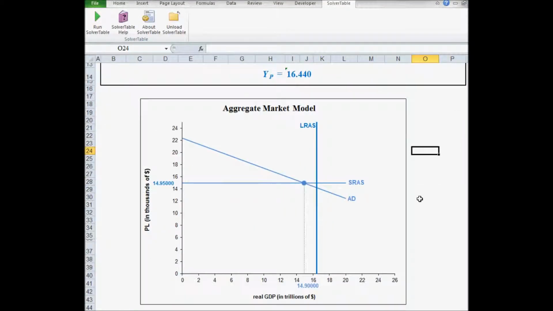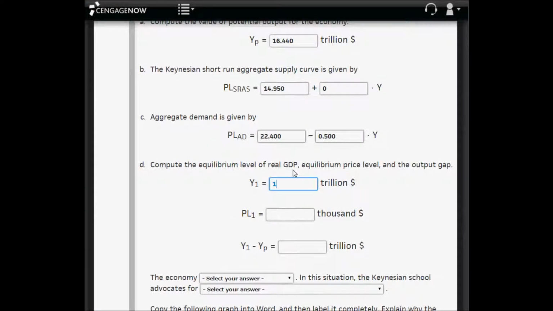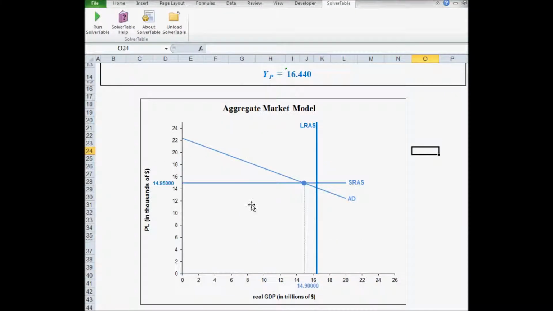In the diagram below, the economy is again in a recessionary gap. Real GDP is less than what it should be, potential GDP. And potential GDP here is 16.44. Real GDP is only 14.90. So I'm going to type 14.900. The price level is the value of the short-run aggregate supply curve because, again, short-run aggregate supply has no slope. So the intercept of short-run aggregate supply is the price level. It is 14.95.